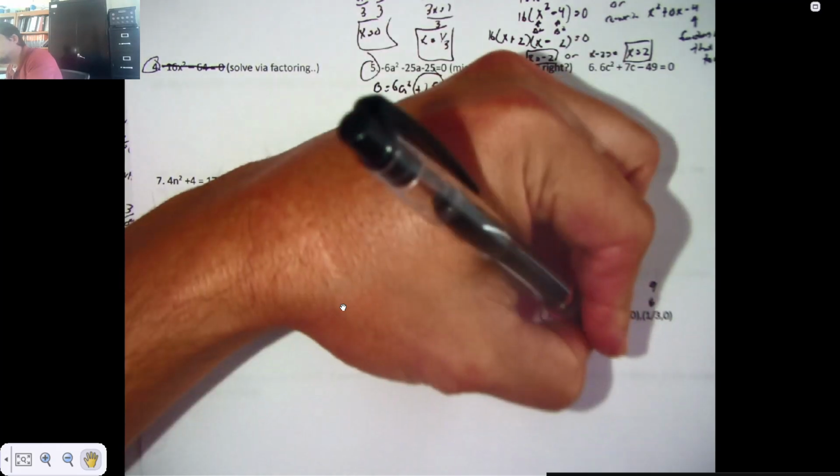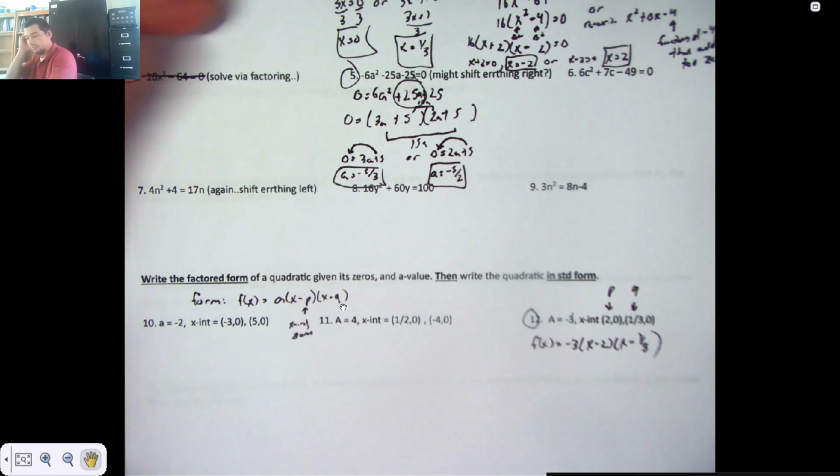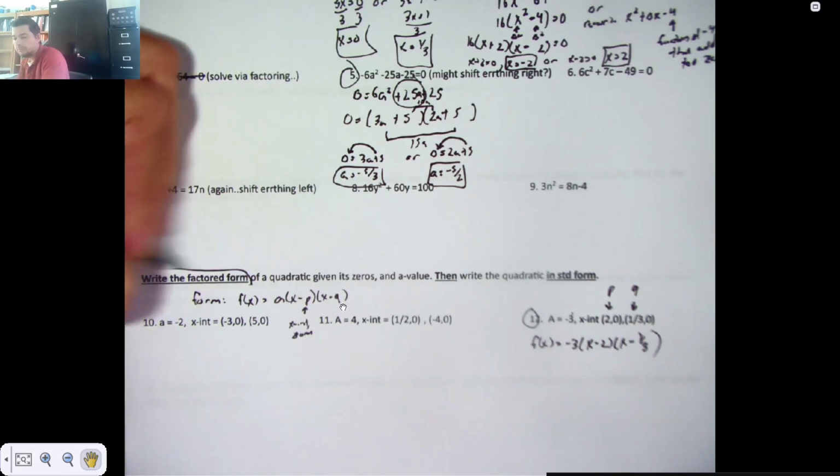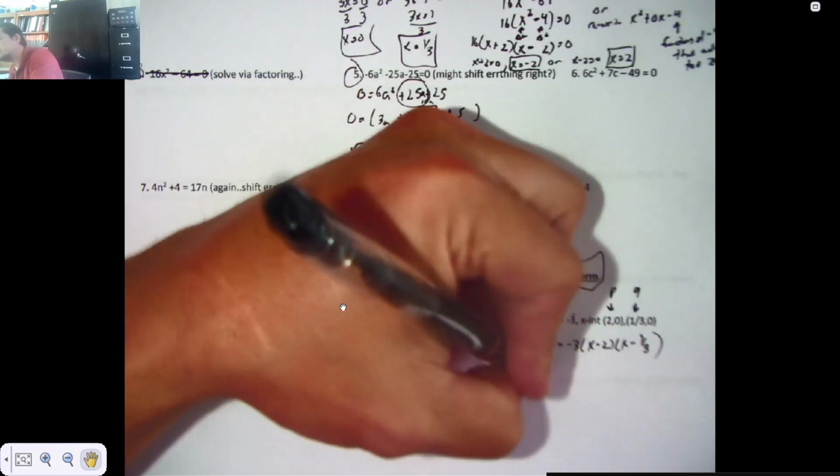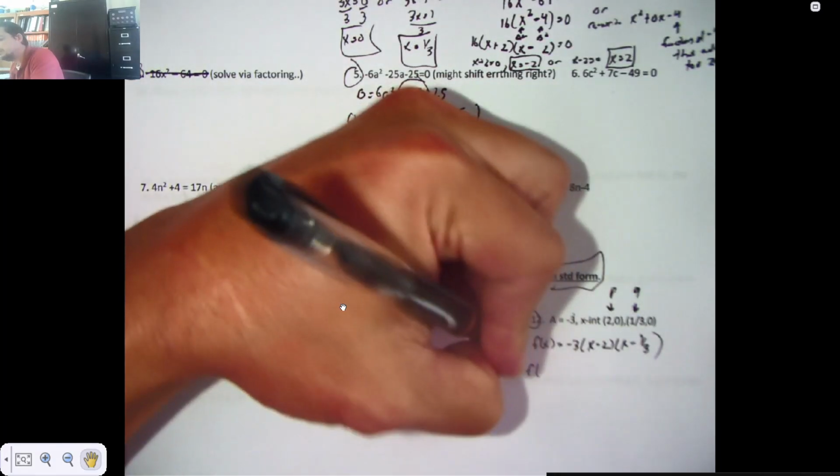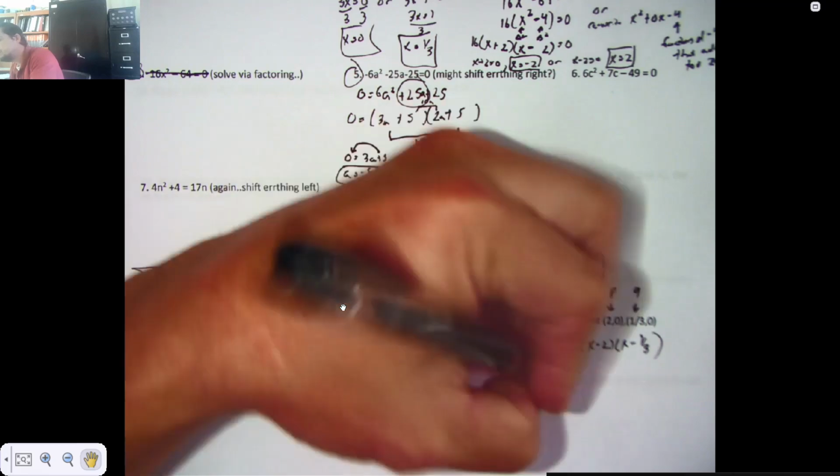So anyways, the form here is f of x is negative 3 times x minus 2, see how that works, times x minus 1/3. Now that is the factored form. I did that part. Then write it in standard form. So here's part 1. Part 2, we actually have to do some math.